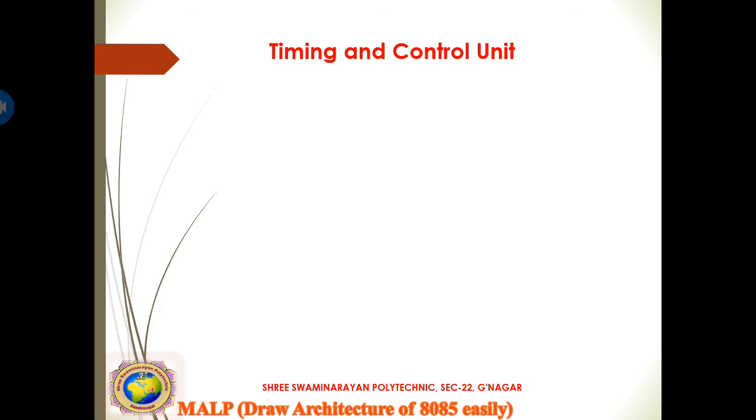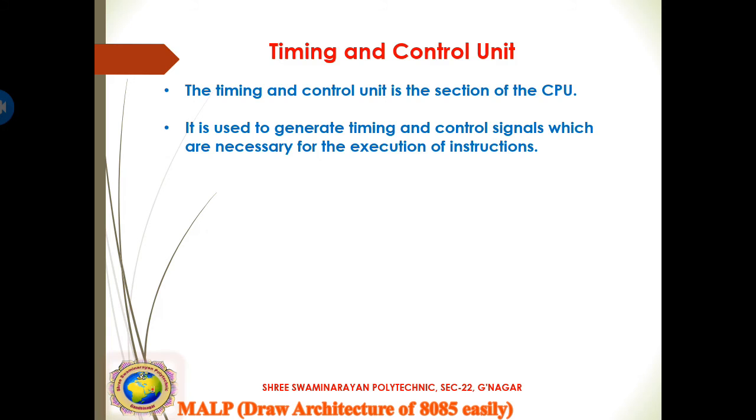We see that the timing and control unit is a bigger part. This is the timing and control unit, the section of the CPU that generates the timing and control signals which are necessary for the execution of instructions. This unit generates the timing and control signals that are always needed for instruction execution.